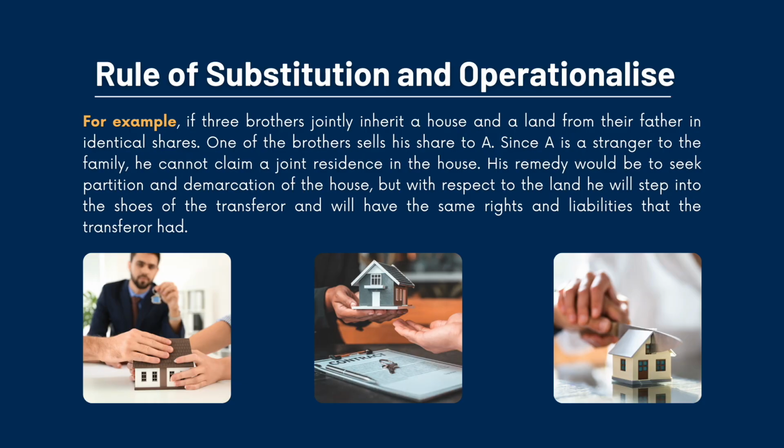For example, if there are three brothers who jointly inherit a house and a land from their father in identical shares, and one of the brothers sells his share to A, since A is a stranger to the family, he cannot claim a joint residence in the house. His remedy at best would be to seek a partition and demarcation of his share.